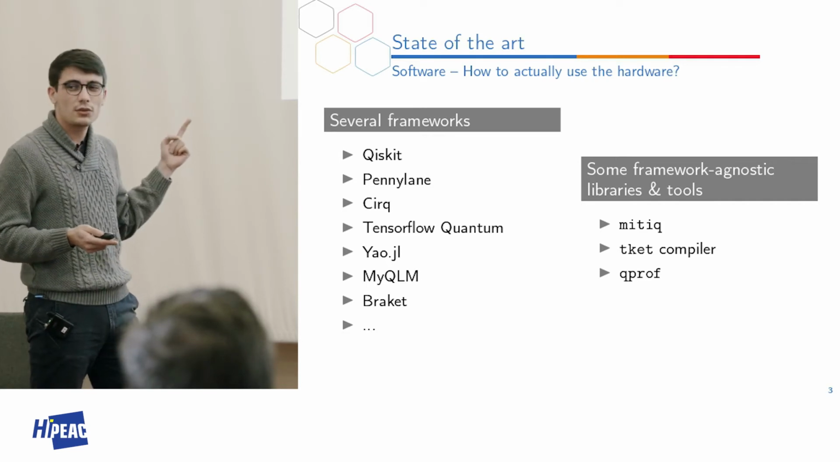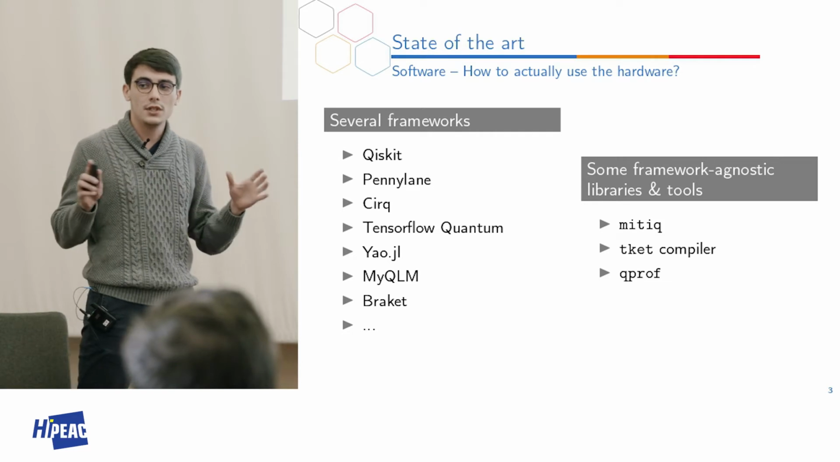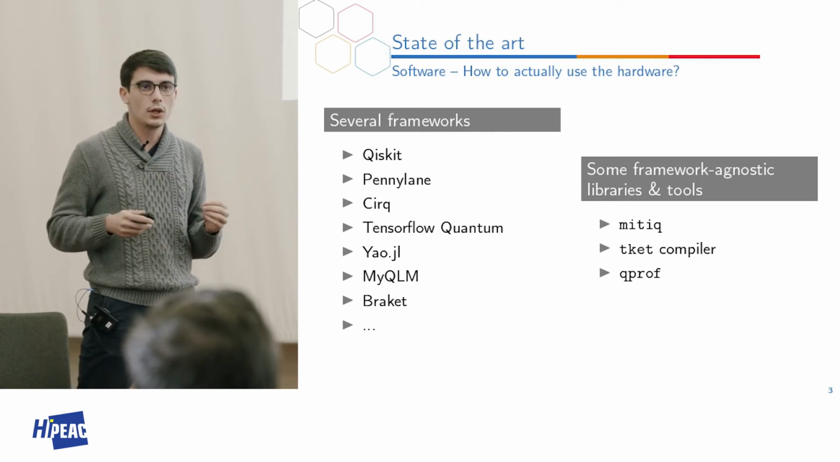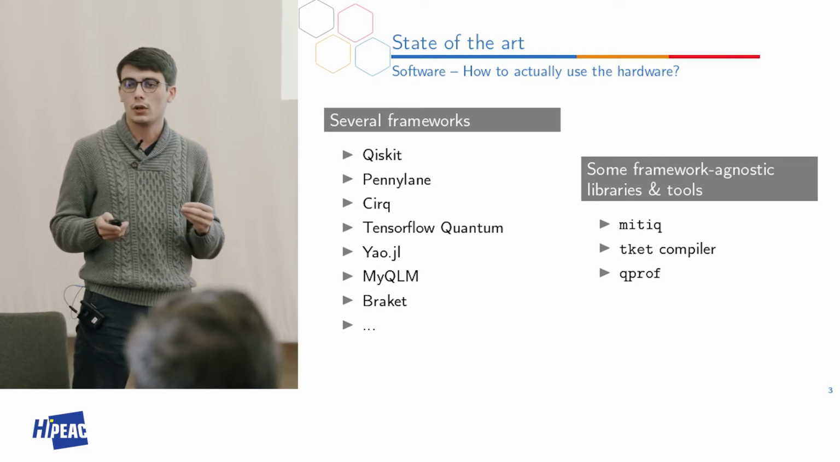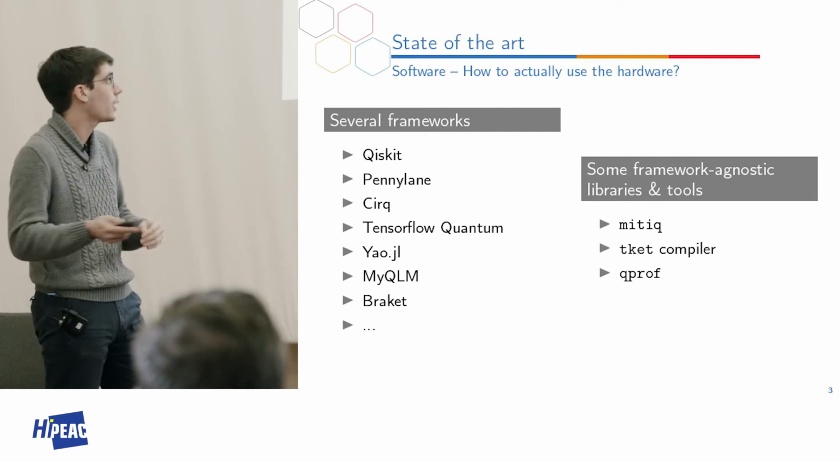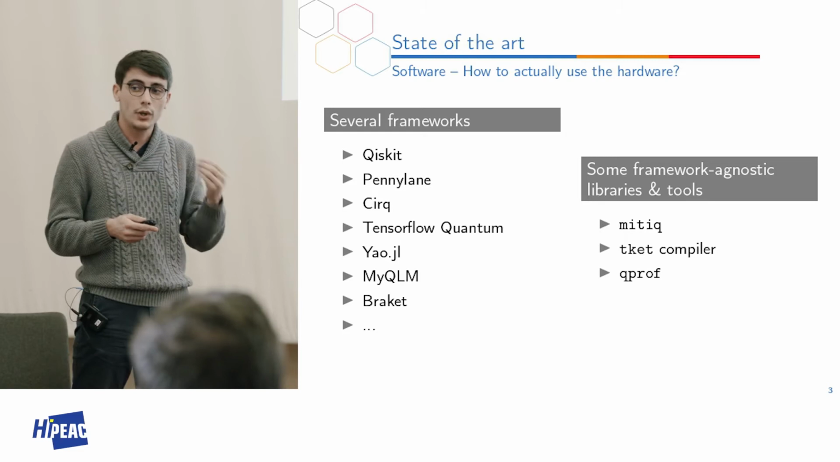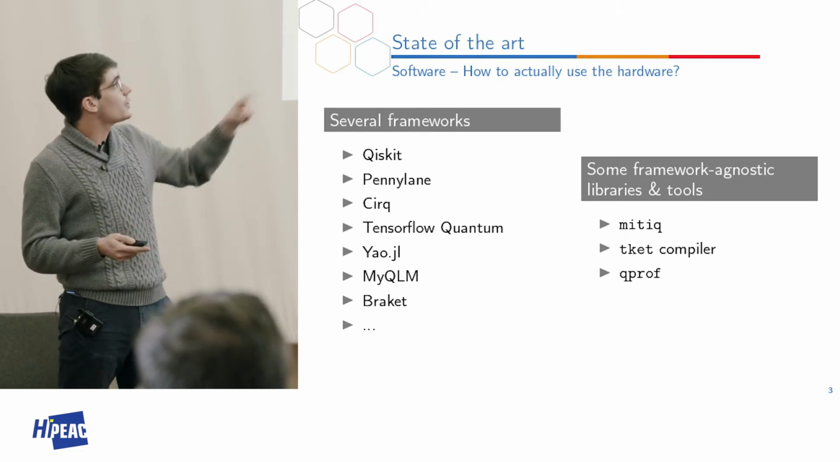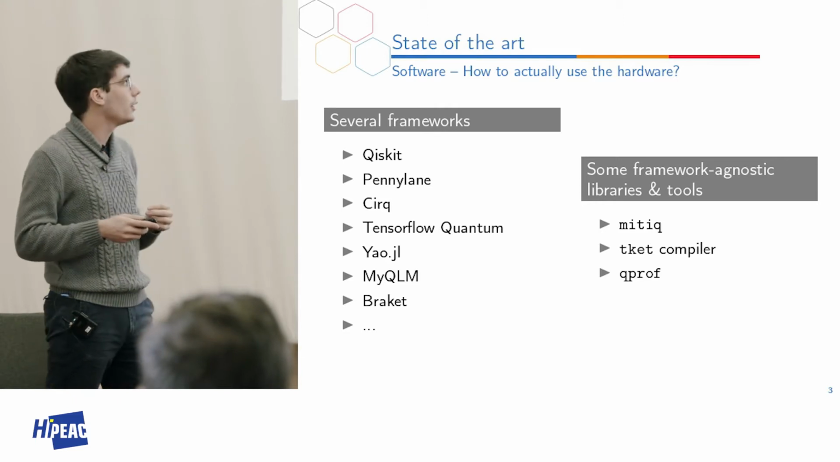MyQLM is from Atos, a French company, and Braket from Amazon. So a lot of big names here that try to impose their framework as the standard way of programming quantum computers. And with most of them, you can actually access real hardware. You also have several other frameworks and libraries that are starting to appear in the field.